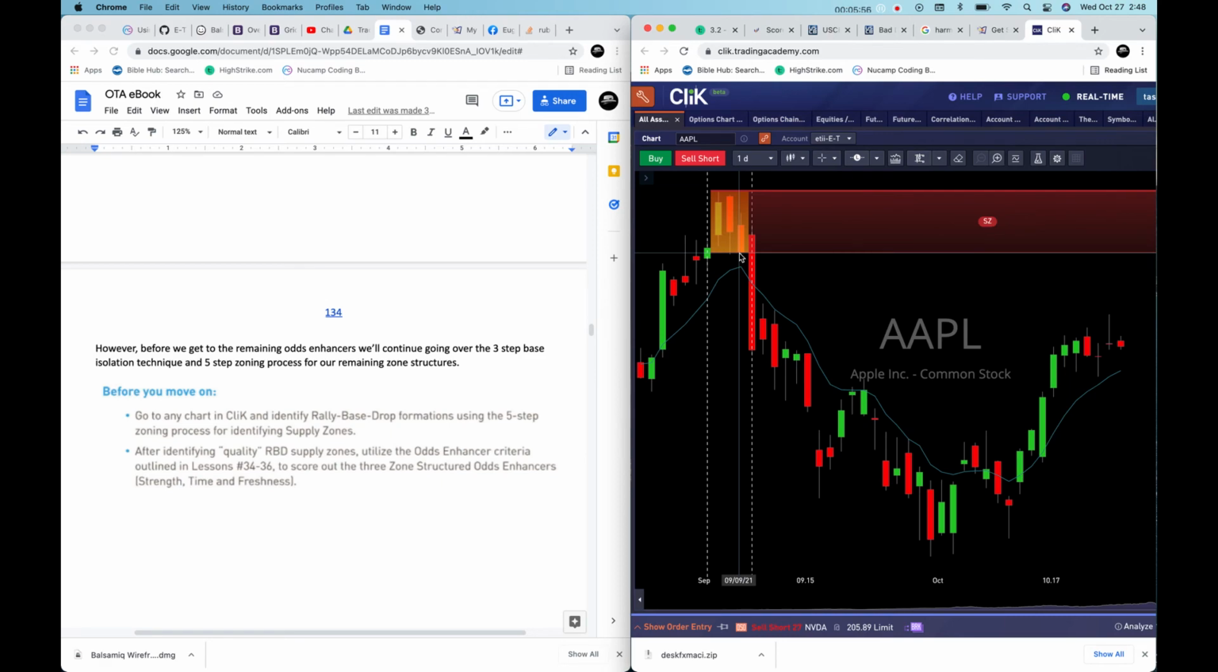All right, so go ahead and pull up your platform. Practice identifying rally base drop formations. And then once you've identified some quality rally base drop supply zones, go ahead and go through the zone structure odds enhancers of strength, time, and freshness to score the zone.